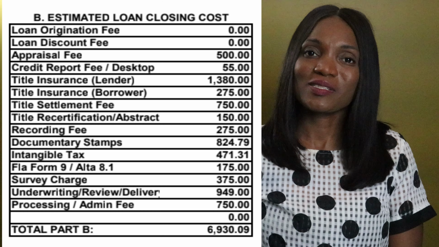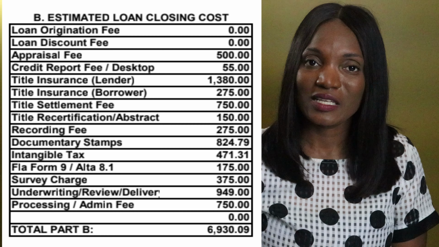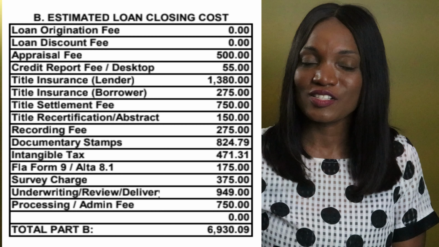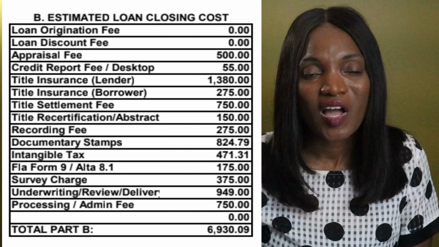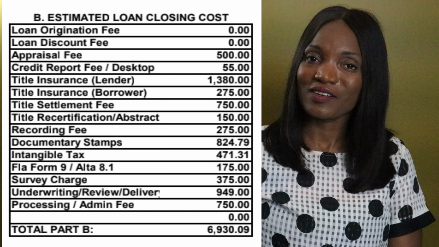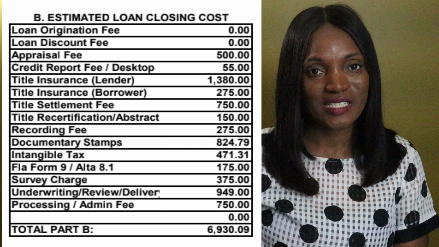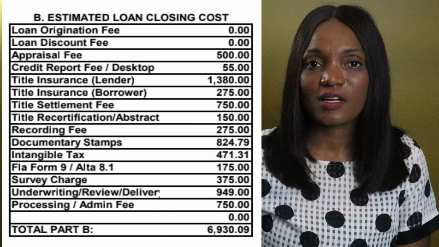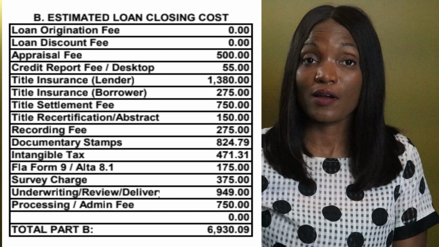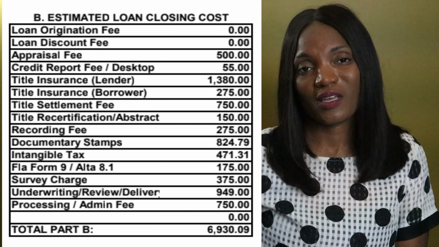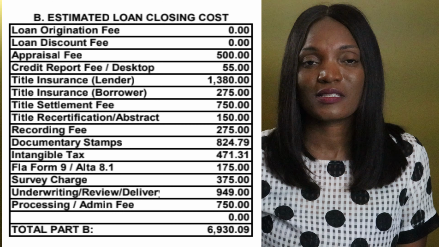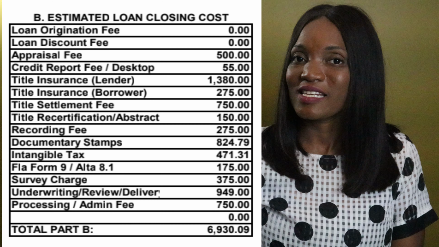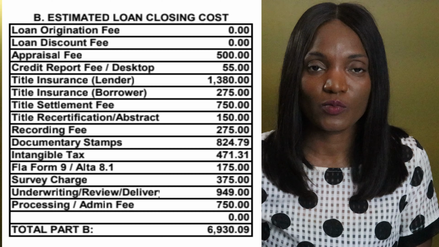Now, another thing that I'm seeing on the closing or estimated closing cost is the title insurance for not just the buyer but also for the lender. The lender wants to protect themselves. Now, what is title insurance? Title insurance is there to make sure that if there is any error on the title, because people do make mistakes, then they are protected. They are protecting not just the lender but also the buyer as well.